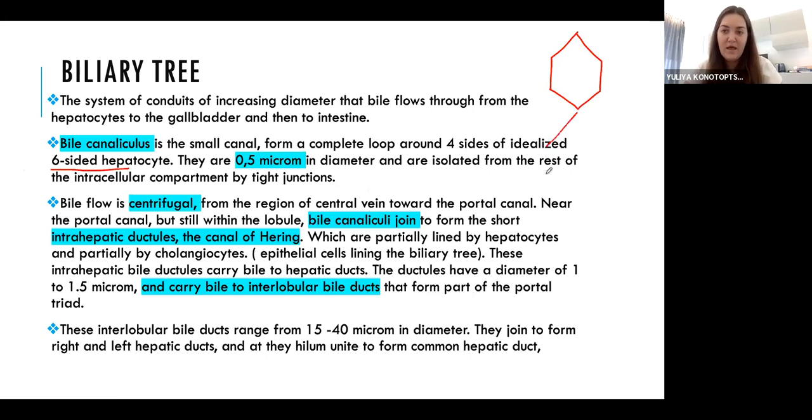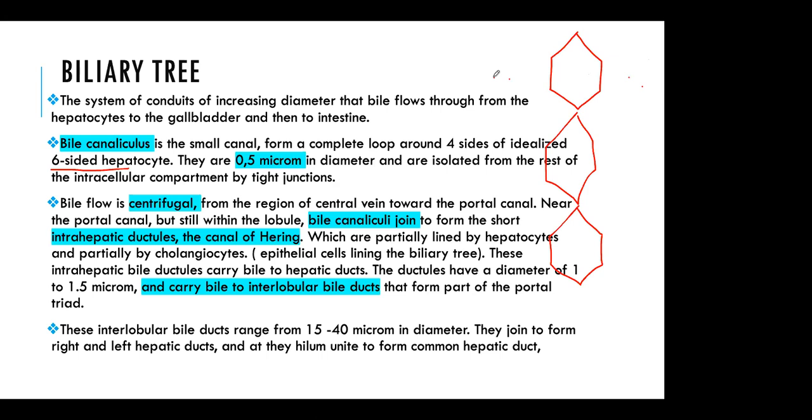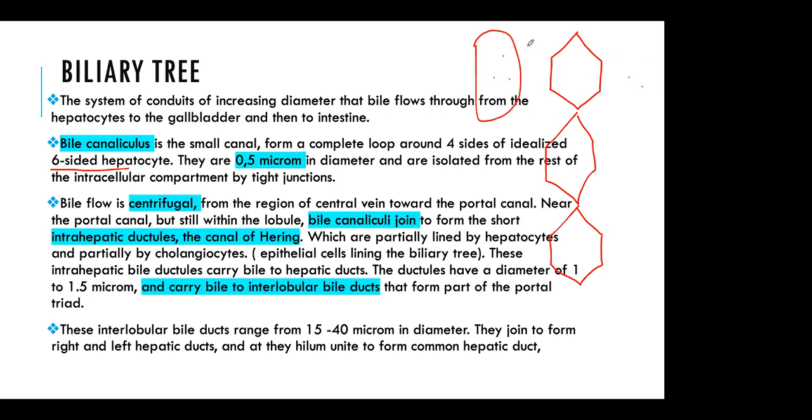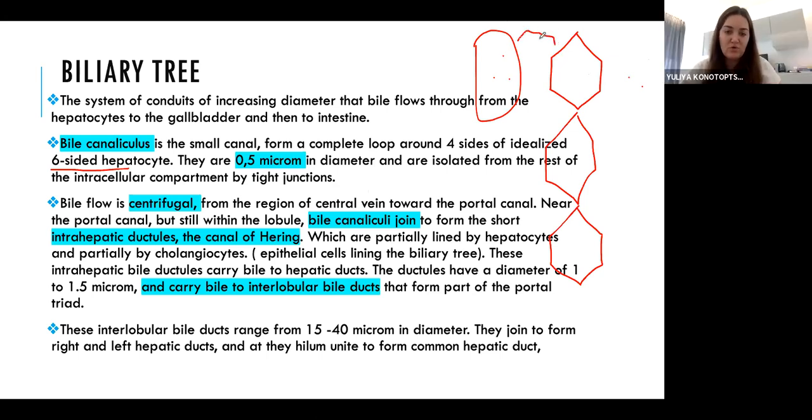This is another hepatocyte right next to it, and this is another hepatocyte right next to it as well. What is right next to your hepatocytes? The sinusoids. Very good. So here we have the sinusoids, and how do you call the space between the sinusoid and the hepatocyte? Space of Disse. Very good. So this area right here is known as the space of Disse. Which cell is sitting in the space of Disse? The Ito cell.